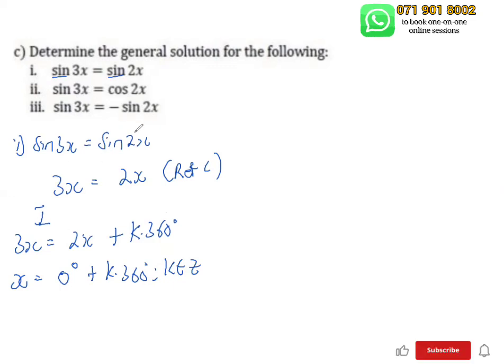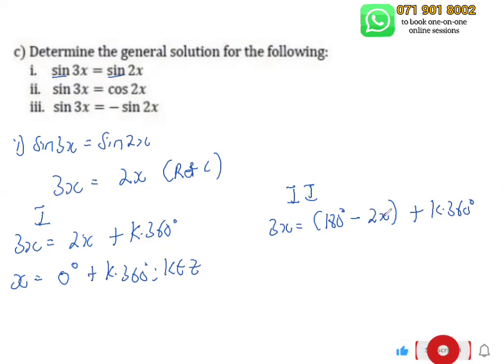But then that's not where sine is positive only. We also have sine being positive in the second quadrant. So in the second quadrant, we have to say 3x is equal to what? 180 degrees minus the reference angle, which is 2x. Then we want to say plus k 360 degrees. Now this negative 2x will jump over to this side, and then it becomes 5x. And then that's 180 degrees plus k 360 degrees.